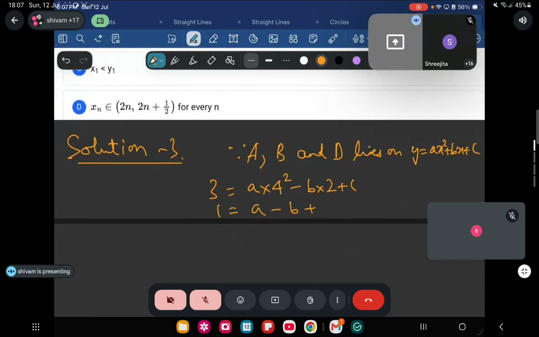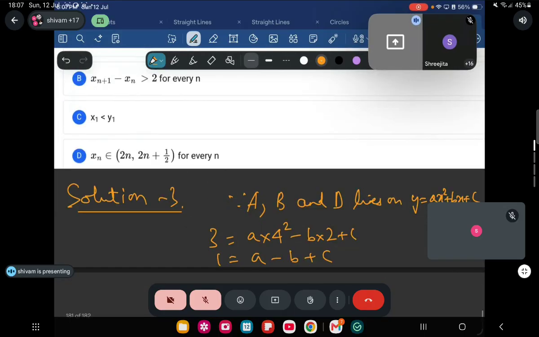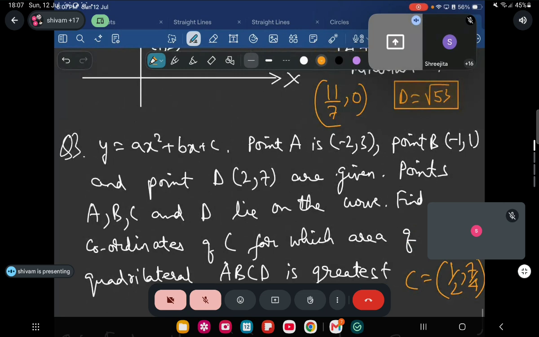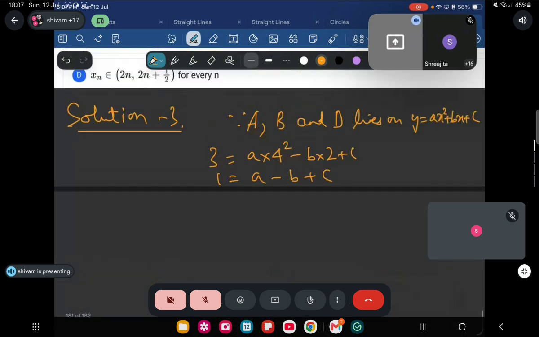Right or not? Tell me. And C also lies. No, C does not. See, D is 2 comma 7. So substitute D, 2 comma 7. 4a plus 2b plus c is equal to 7. So there are 3 equations in 3 variables. You'll be able to solve these three equations simultaneously. You will get some values of a, b, and c.